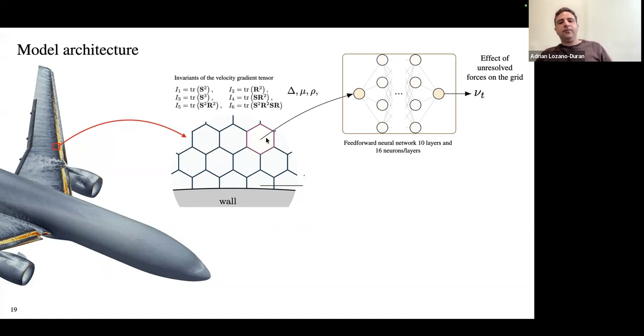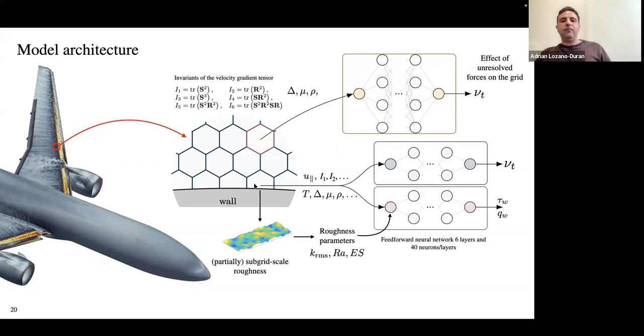One is taking care of the control volumes that are far from the wall. It will take as an input invariants of the velocity gradient tensor and some information about the grid size, viscosity, and densities, and it will pass through a feed-forward neural network. That is a very basic one. And then it will give you the effect of unresolved scales, and that's done through the viscosity.